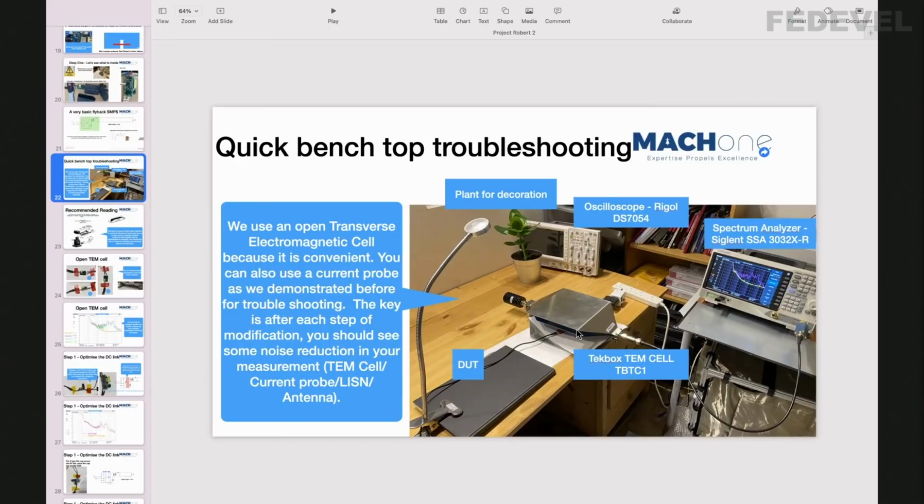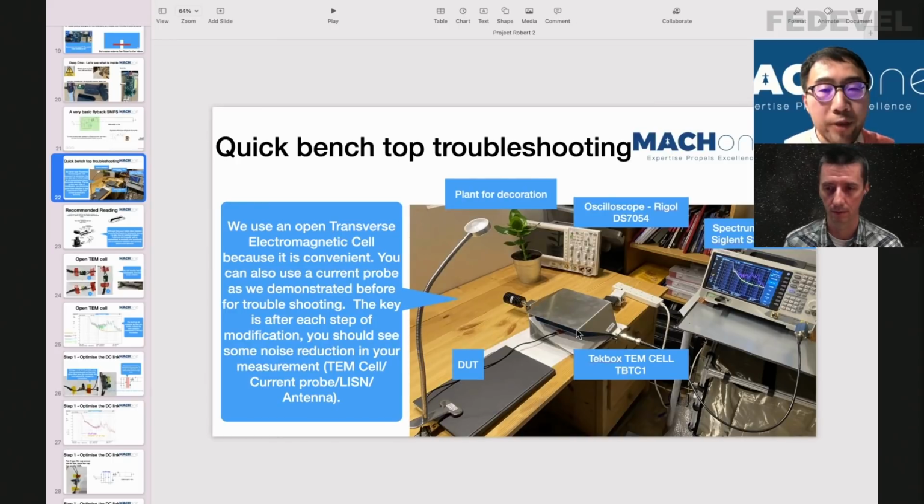Yes, that's a good question. I'm sure it will pick up some near field, but the way it works is more suitable for troubleshooting radiated emissions. Yes. Because if you fix this field in this small TEM cell, then it will also fix the big radiation, correct? Yes. Okay. And how is it connected?